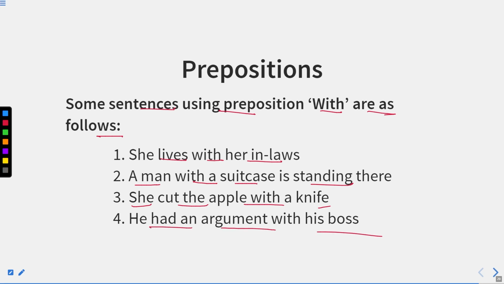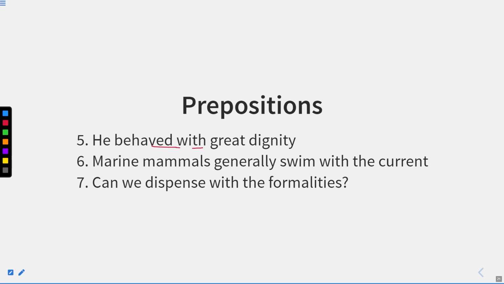He had an argument with his boss. He behaved with great dignity. So great dignity is showing the quality or the characteristic of this person. Marine mammals generally swim with the current. Swim with the current means in the same direction as that of the current. Can we dispense with the formalities? Dispense with is again a phrase used to show getting rid of something, to do away with something. So can we dispense with these formalities means, can we just do away with these formalities? Can we just avoid these formalities? Can we just get rid of these formalities?